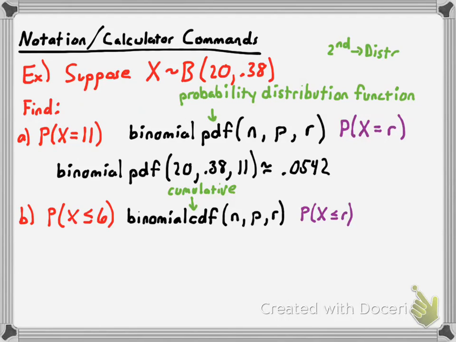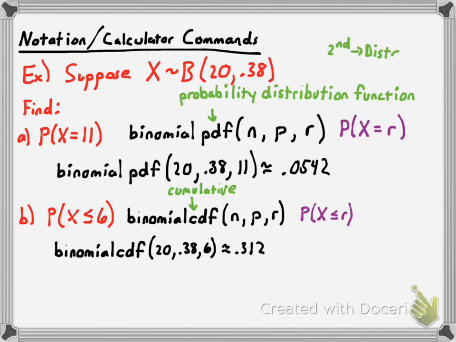Now, in this case then, go and type in binomial CDF of 20, 0.38, 6, right? And that's telling us that we've got about a 31.2% chance, 0.312 chance, of getting up to 6 successes in this particular binomial experiment.